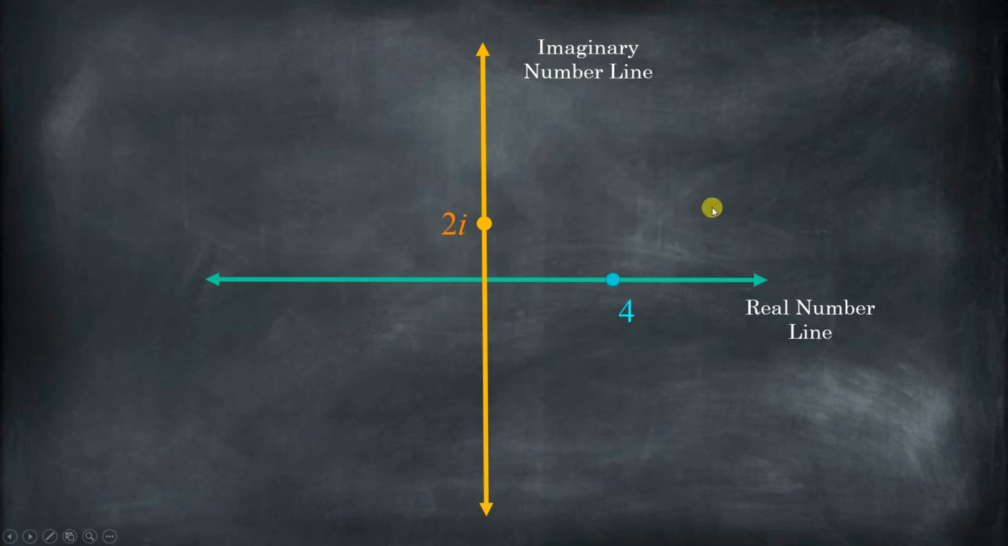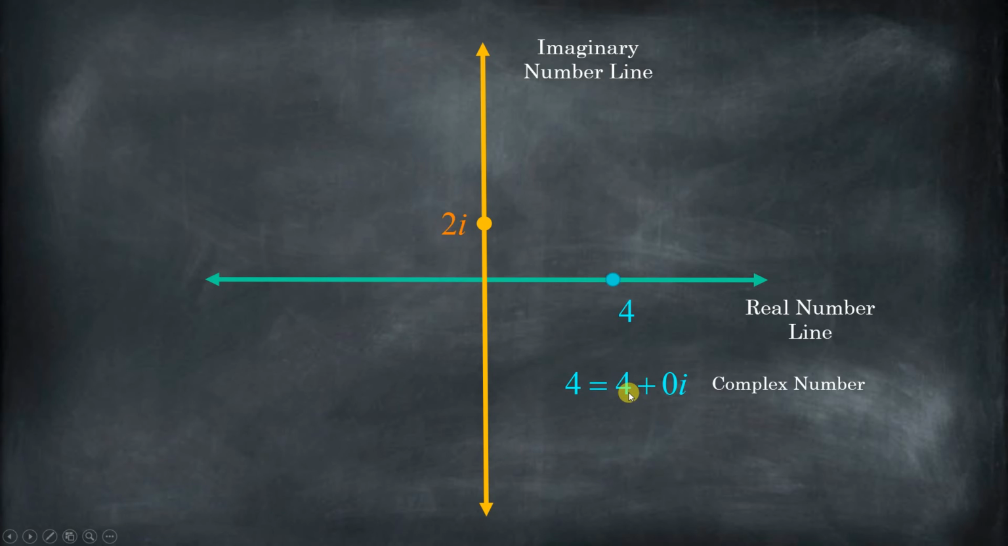Now, this is called the complex number plane. Complex numbers are numbers that have a real part and an imaginary part. So the number 4, that's just a real number, but it can also be written as a complex number because 4 is the same as 4 plus 0i. 0 times anything is 0, right? 0 plus 4 is just 4, right?